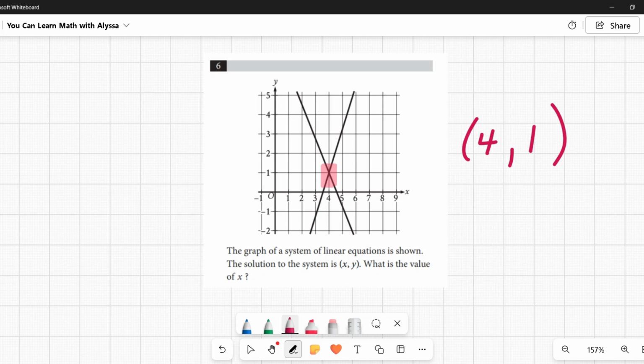But fortunately, they don't want to know the y value, so we're not tripping up any students with that. They're just wanting to know the x, and that x is very clearly 4 for that solution to that system of equations. It is 4, 1. So the value of x, the only thing they really want, is 4.